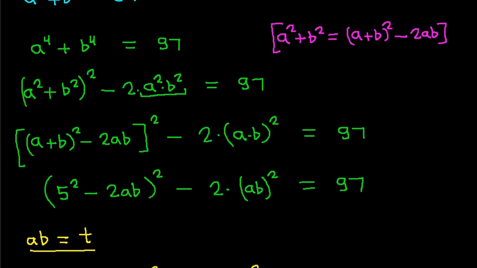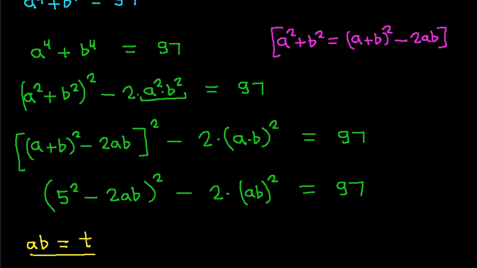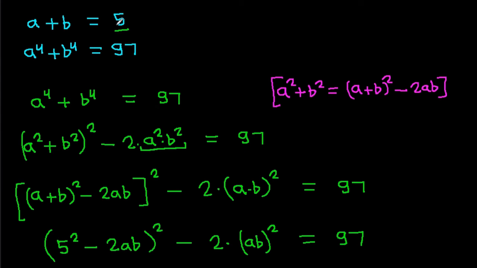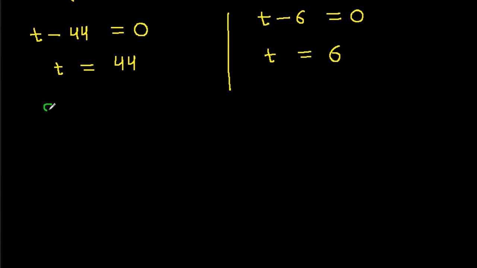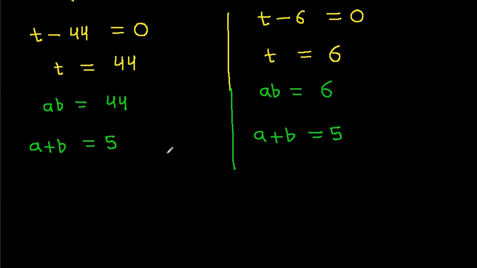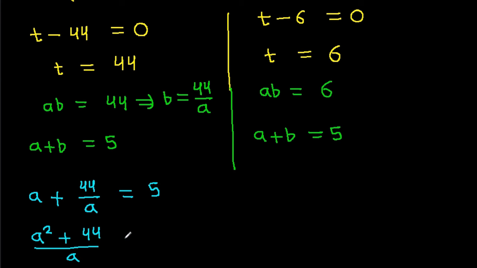And we have t is ab, and also we have a plus b is 5. We have t is ab, that is 44, and we have a plus b is 5. And here t is ab, that is 6, and we have a plus b is 5. And from here we can get b is 44 over a. So it is a plus, and b is 44 over a, it is 5, and it is a plus 44 over a is equal to 5.